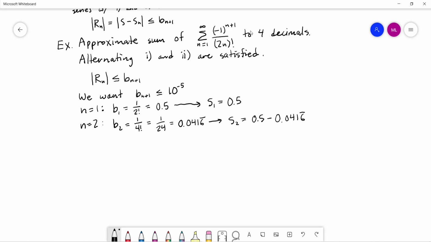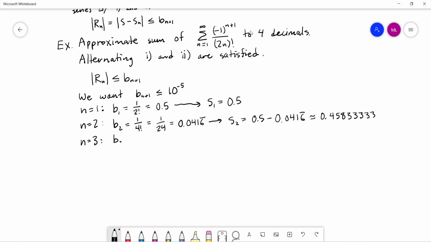And if I do my S2, I need to basically take the 0.5 and subtract off the 0.0416 repeating. Hold on, oh no, is my calculator on the verge of dying? I have a backup here. That one's dead. So here, let's do this one. 0.0416 repeating. And we get, in this case, approximately 0.4583333, so 3 repeating.